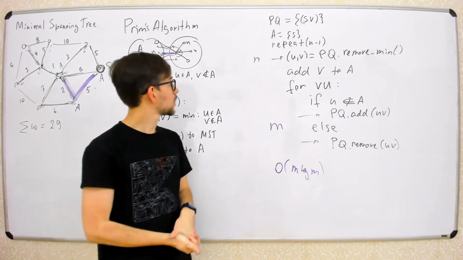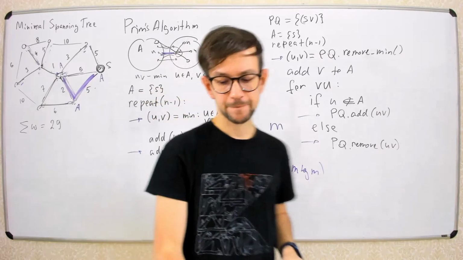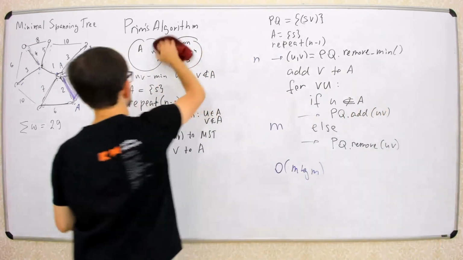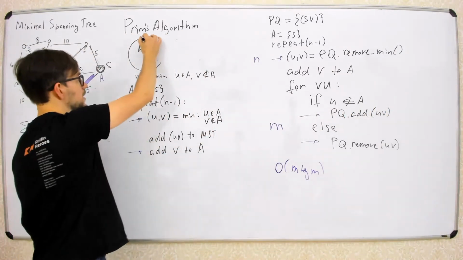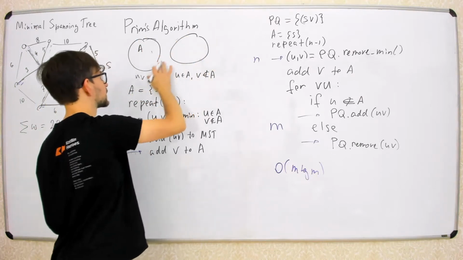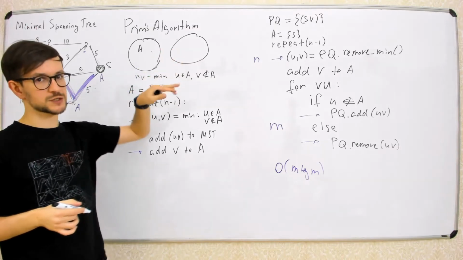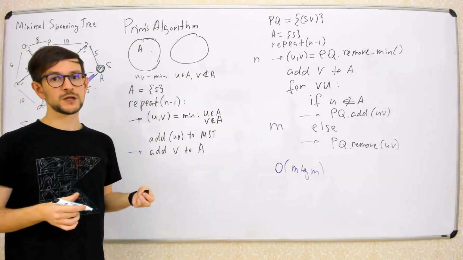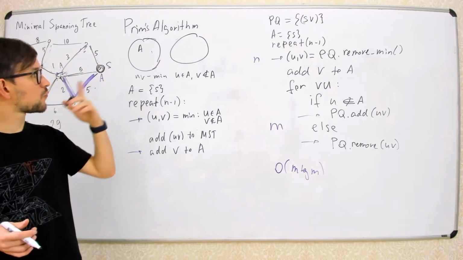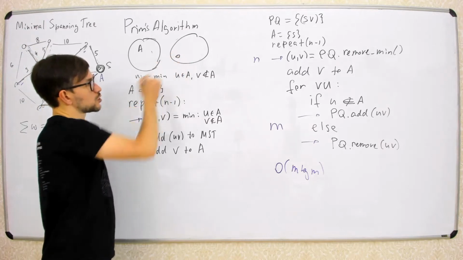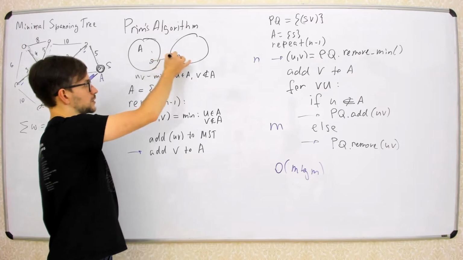Let's see. We actually keep too many edges in our priority queue. Let's see again. So what's going on now? We have this set A and we have everything else. And we just try to put all the edges between these two sets into our priority queue. That's too many edges actually. We don't need that many edges. For example, for each node which is not in A, we actually need only one edge, the minimal edge which connects it to set A.